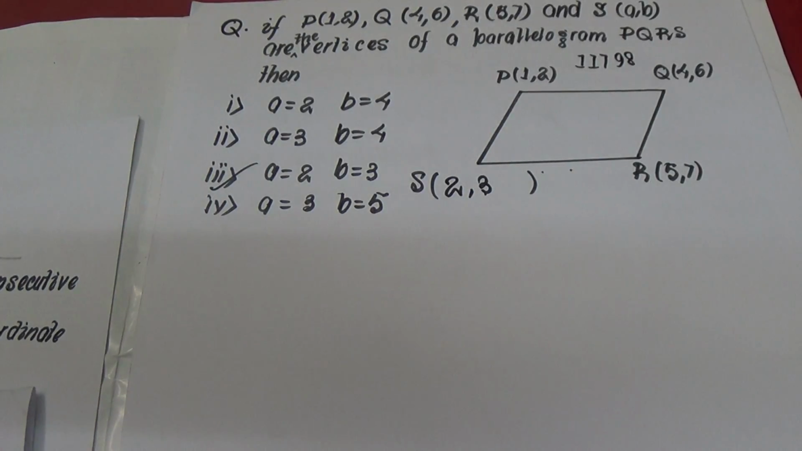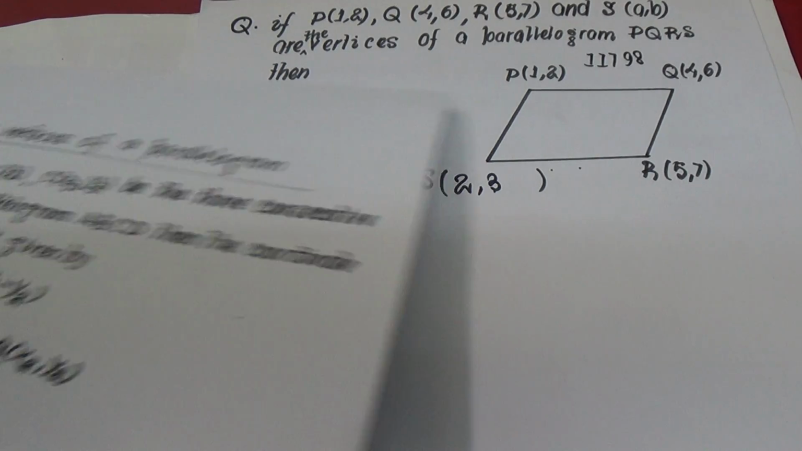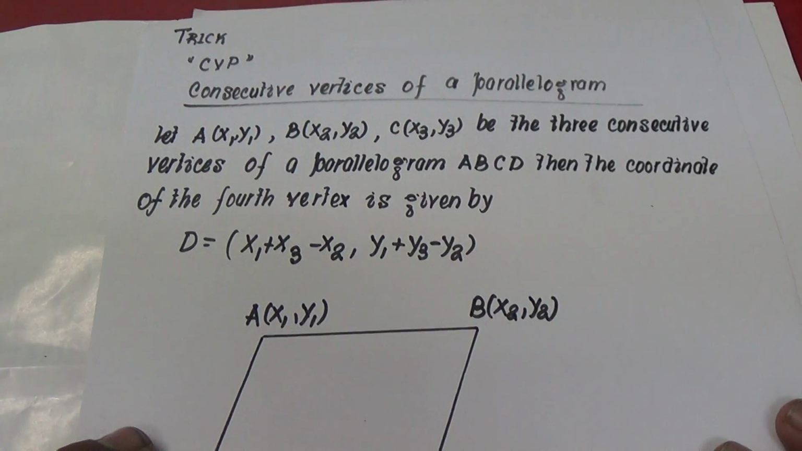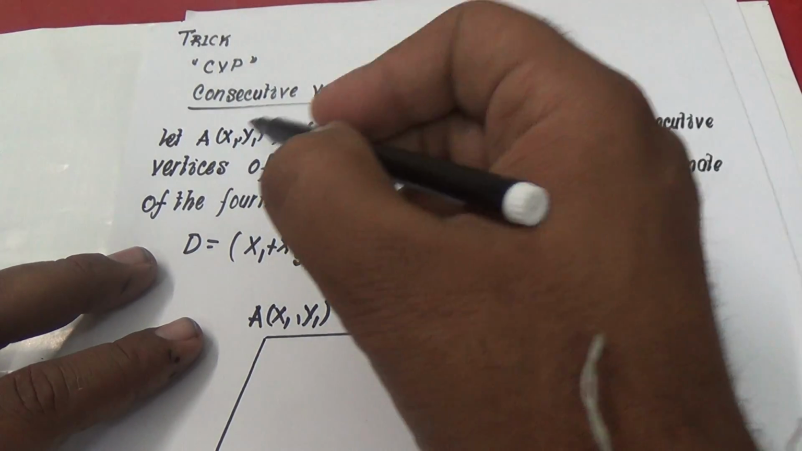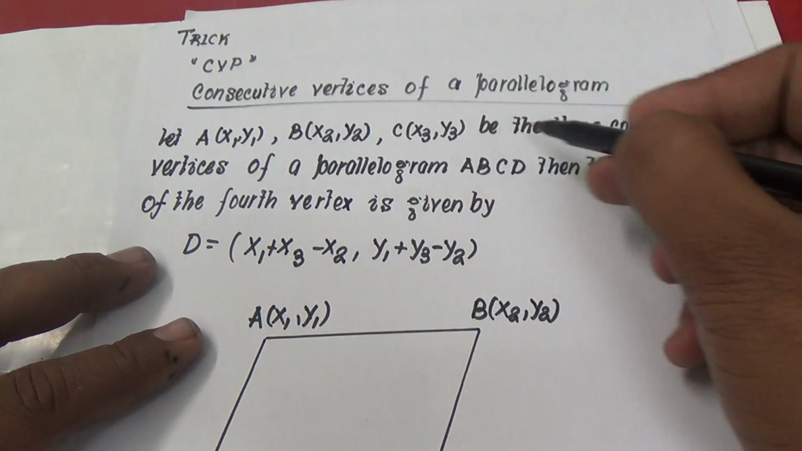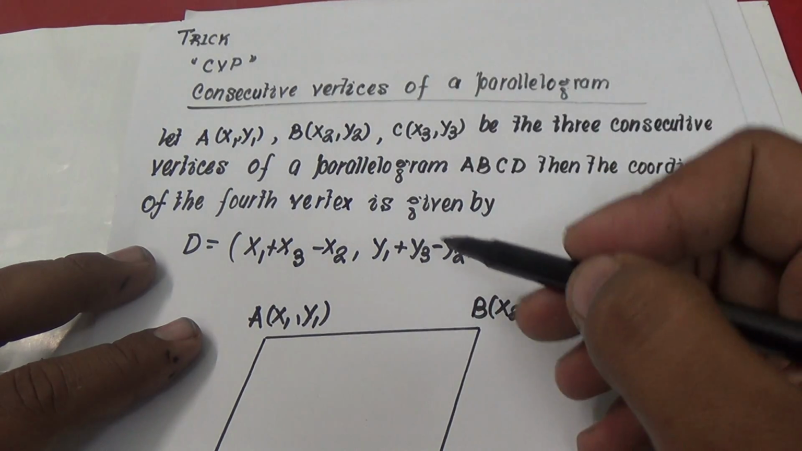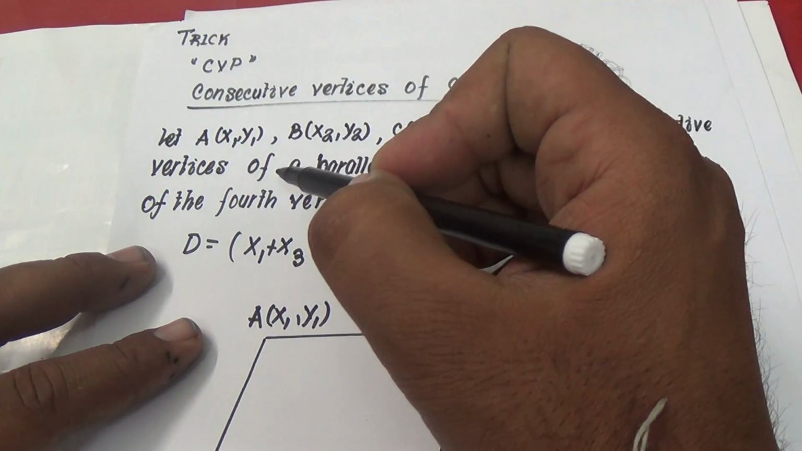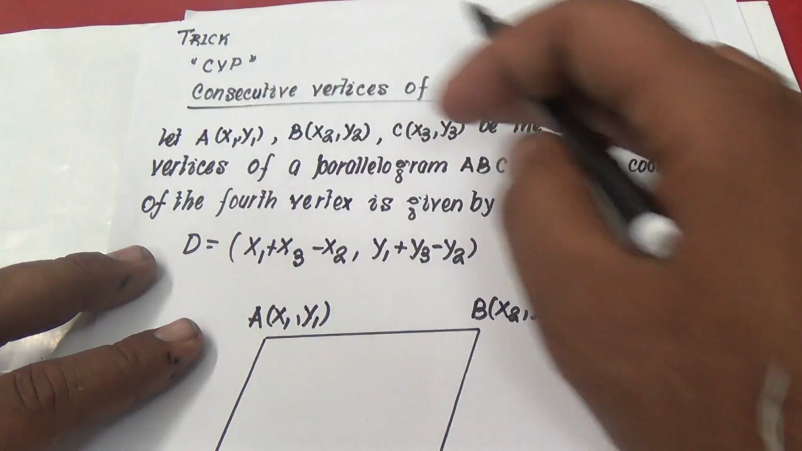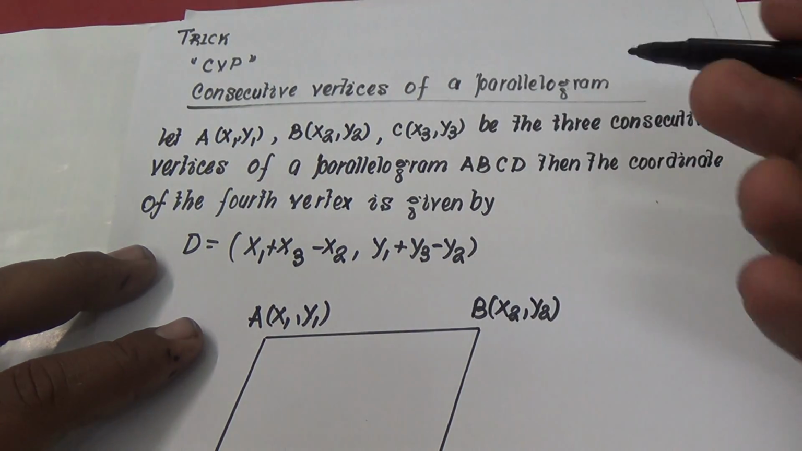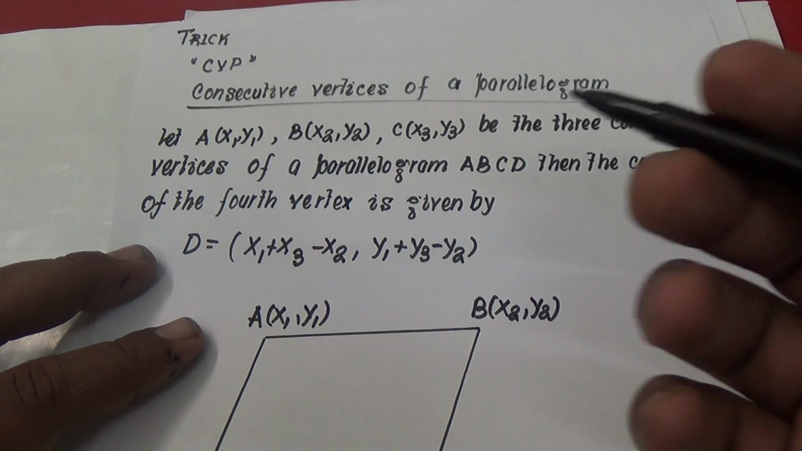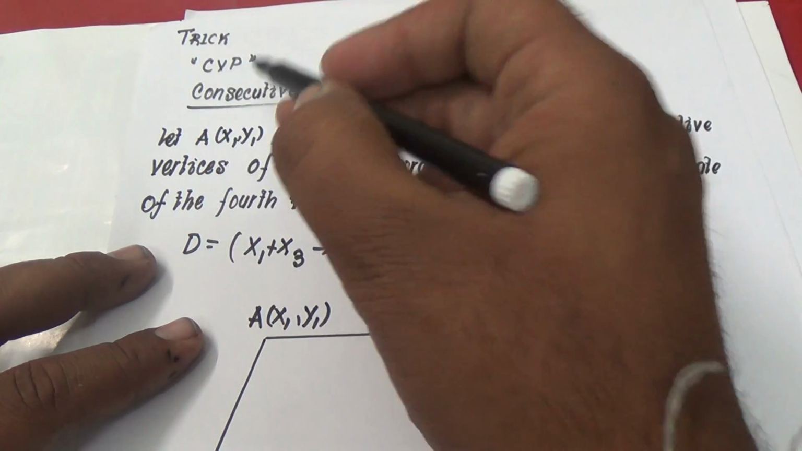Now the question is, what is CVP? CVP stands for consecutive vertices of a parallelogram. Let ABCD be a parallelogram such that the coordinates of three consecutive vertices are given. Before we proceed, let's try and understand the term consecutive. What does this term consecutive mean?